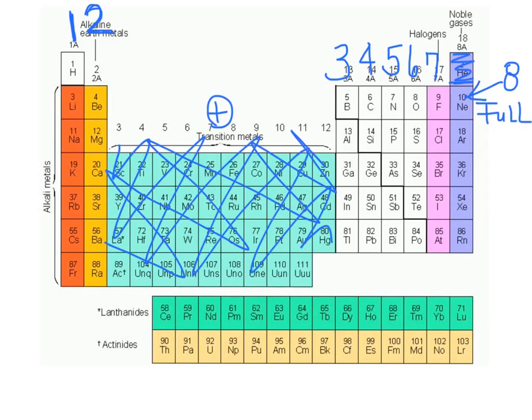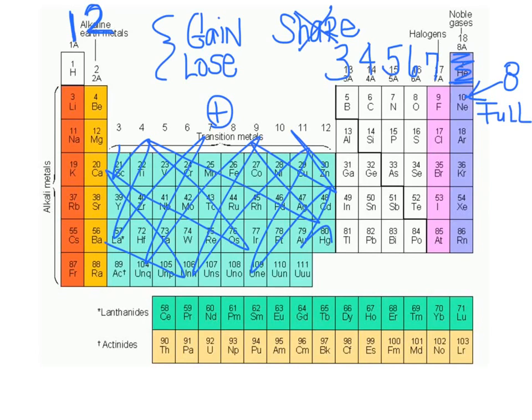and this is going to determine the behavior of the atoms as well. Not only that, but when atoms react, they're going to react in order to get what we would say is a full outer shell. Now they're either going to do one of three things. They're either going to gain electrons, lose electrons, or share electrons. Alright, and we're not going to really talk about sharing. We're going to talk about gaining or losing.